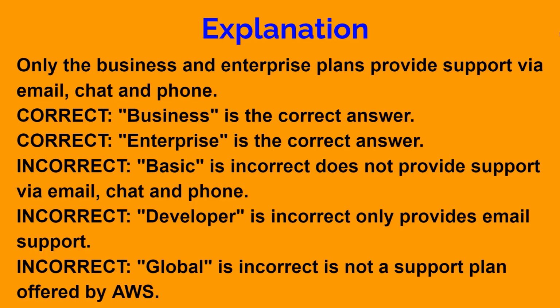Explanation. Only the business and enterprise plans provide support via email, chat and phone. Correct. Business is the correct answer. Correct. Enterprise is the correct answer. Incorrect. Basic is incorrect, it does not provide support via email, chat and phone. Incorrect. Developer is incorrect, it only provides email support. Incorrect. Global is incorrect, it is not a support plan offered by AWS.